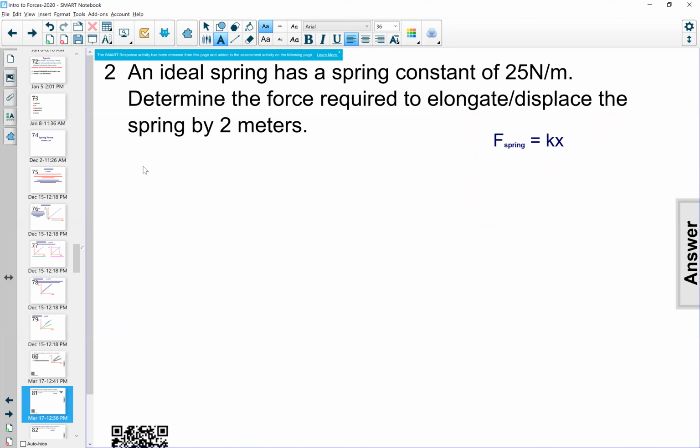All right, now let's do some mental math. If we have an ideal spring with a spring constant of 25 newtons per meter, what would the force be that's required to stretch it, displace it by 2 meters? So again, just go ahead and calculate this, put your answer in the chat.